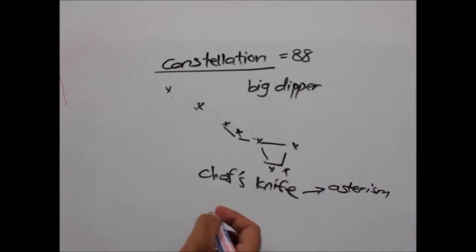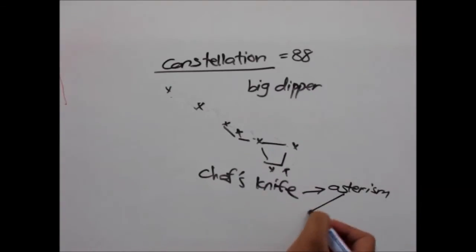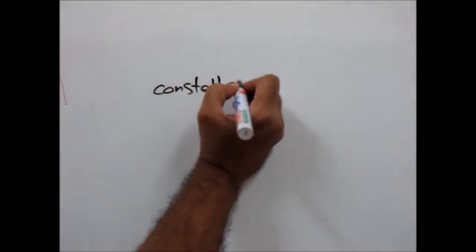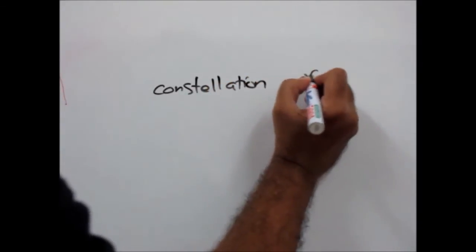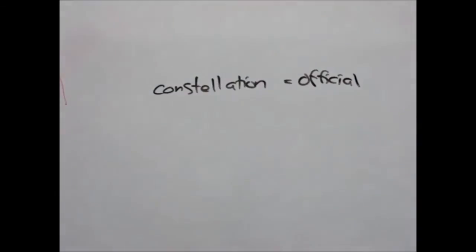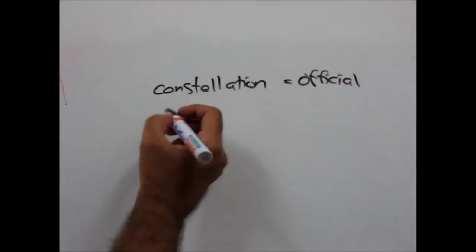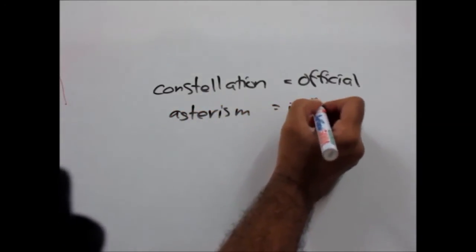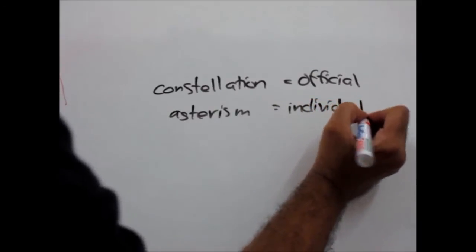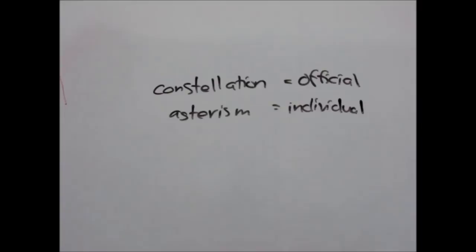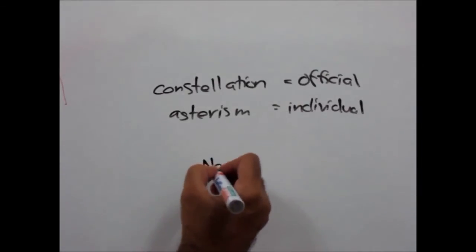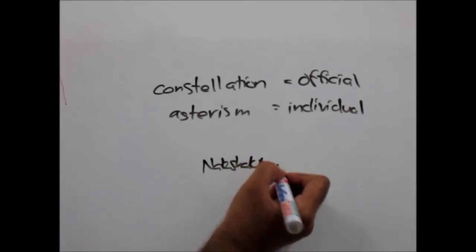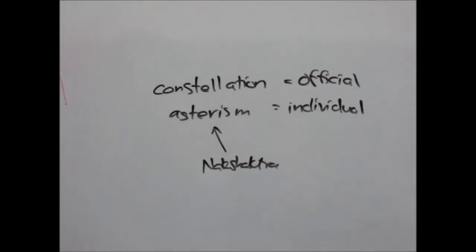Now if we look at what a nakshatra is, a nakshatra is an asterism. A constellation is a standard, official usage, whereas an asterism is individual. A nakshatra is an asterism because it's part of a huge constellation.